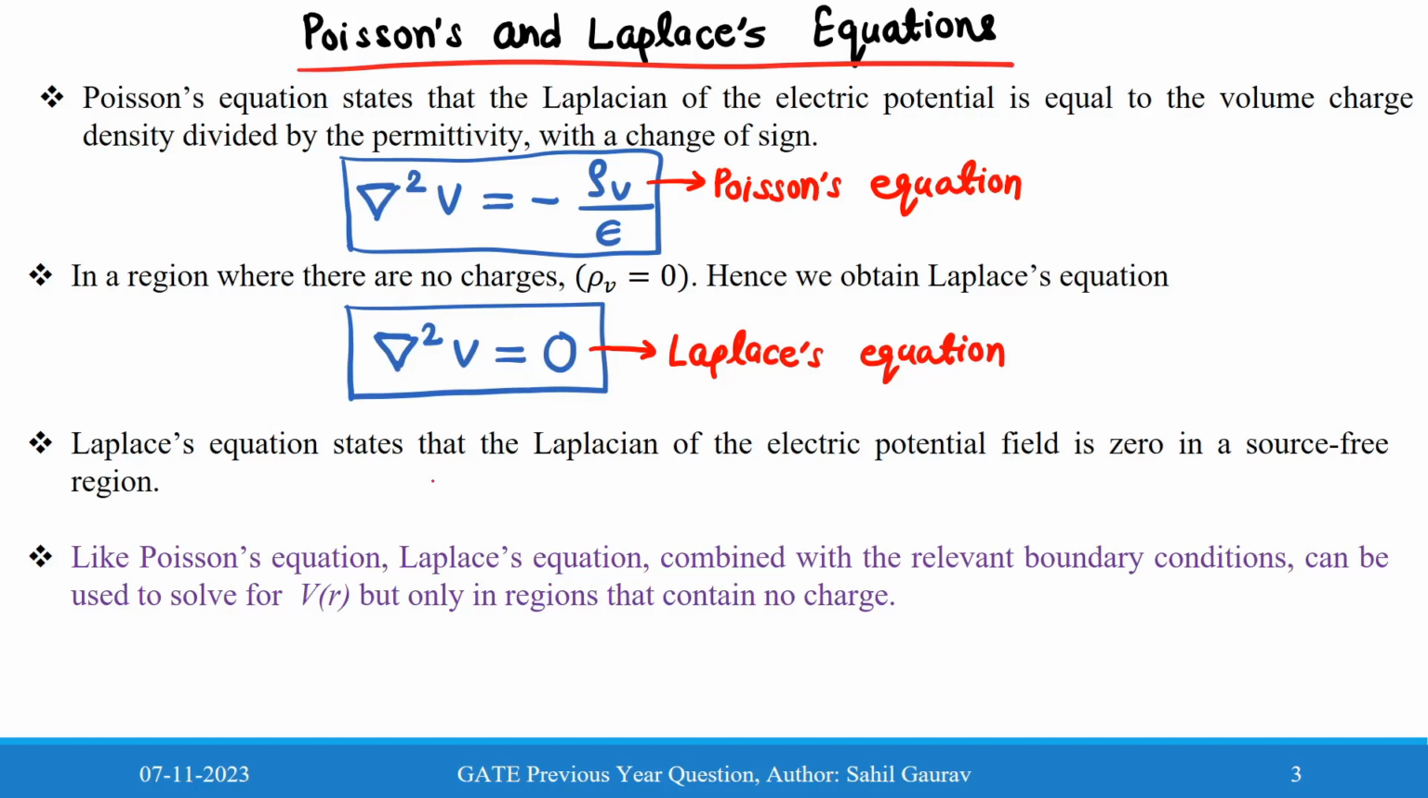So what is the statement of Laplace's equation? Laplace's equation states that the Laplacian of the electric potential field is zero in a source-free region. Like Poisson's equation, Laplace's equation combined with the relevant boundary conditions can be solved for V(r), but only in regions that contain no charge. Alright, so we are going to use this concept to solve this problem.